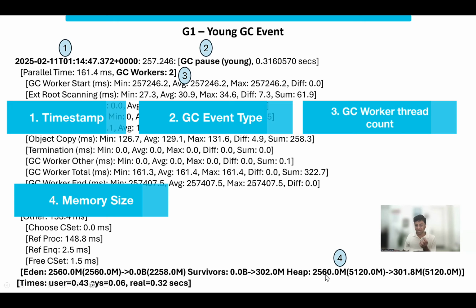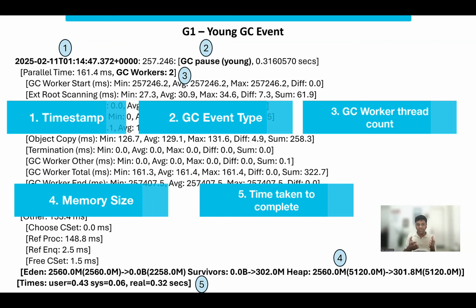The next it reports is your overall heap size. Your overall heap size before the event was 2560 megabytes, and after the event, it became 301 megabytes. And the heap size that is allocated is 5120 megabytes. And the next element reported here is how much time this GC event took to complete. So this GC event took 0.02 seconds to complete. That's the information here.